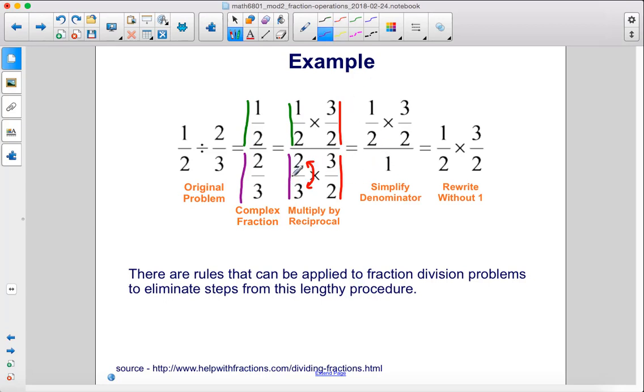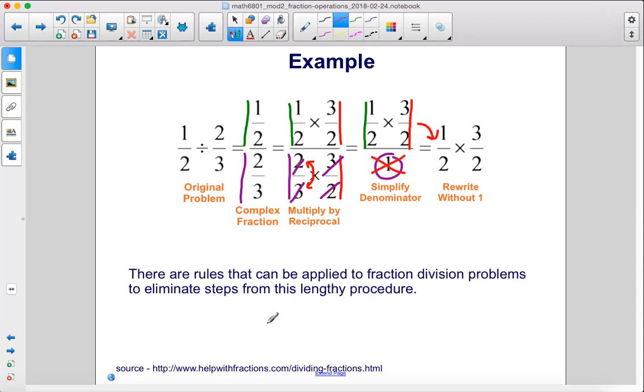Then these cancel completely, and the denominator just becomes 1, but the top leaves you with 1/2 times the reciprocal of the bottom, 3 over 2, and then you can just write it without this 1 on the bottom. So then that just becomes your new problem.